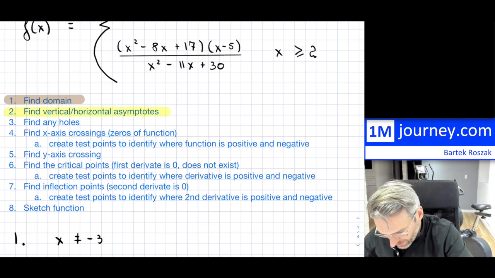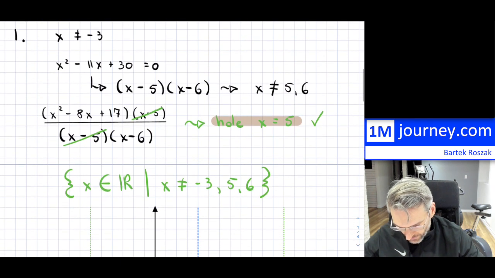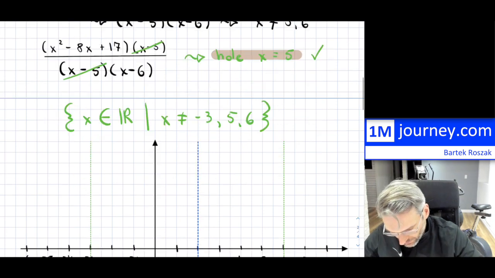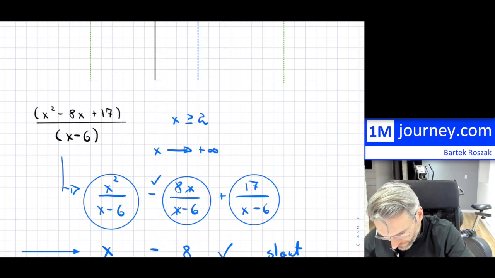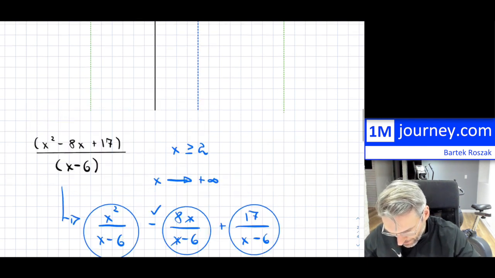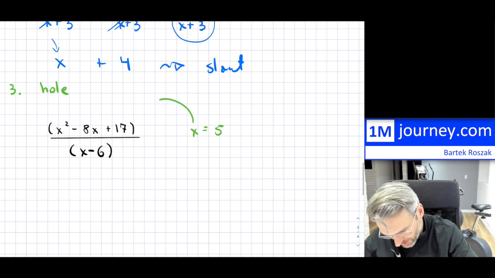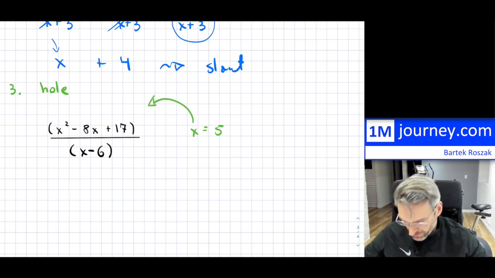Number 3, we already solved, so we know where the hole is. That happens at x is equal to 5. Now, what is that value? Okay, fine. So that's this thing. Let me copy this so we can substitute it into here and find out what that exactly is. So let me be right back.